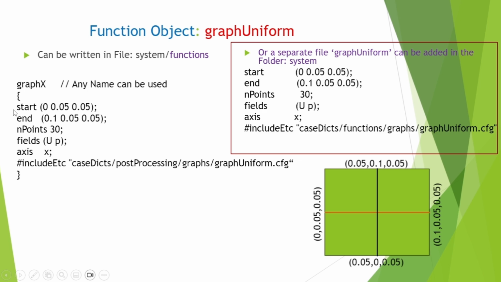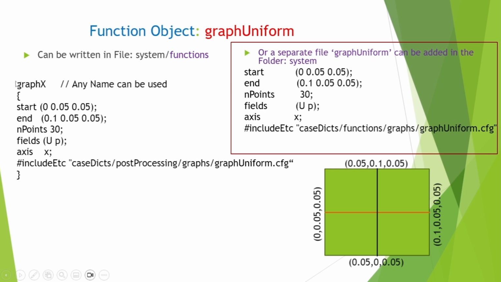So the required data is starting point and ending point and number of points in between, and the required fields and the corresponding axis. Now here, this is the cross section of the lid driven cavity. In the x direction, this is the starting point and this is the ending point. So these 2 points are to be given here. Then I select number of points as 30 and the fields are u and p. This is the velocity and pressure.